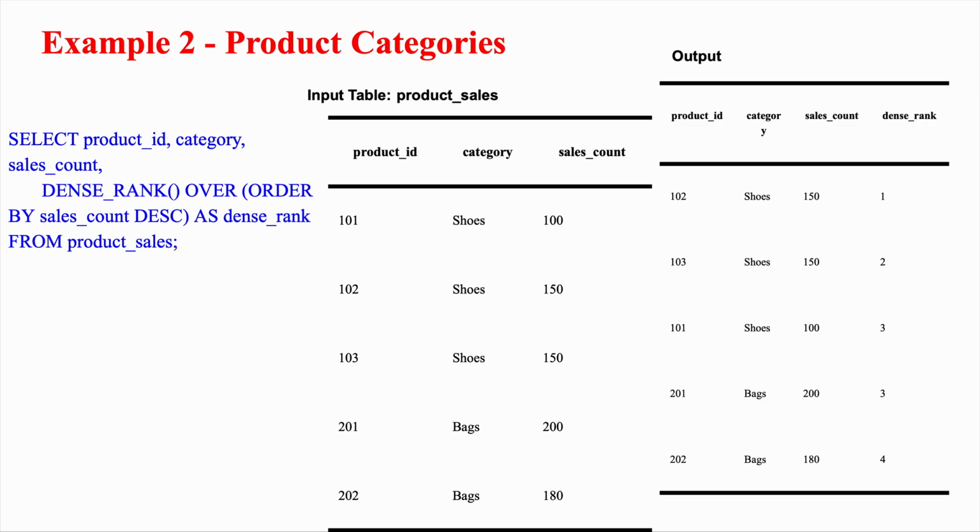Similarly, ranking products with dense rank gives us a gap-free ranking, very useful for validating grouped data such as product categories or any report where gaps would be incorrect.